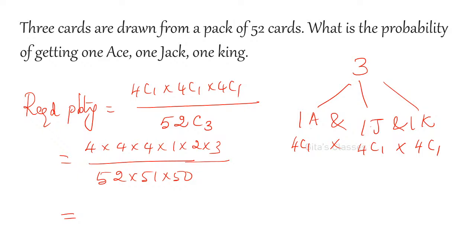52C3 is in the denominator, Dinesh. Yes, ma. 52C3 in the denominator. That is total number of possible cases. Okay. So, this is 52 into 51 into 50. So, here 1, 4 you can cancel. And remaining also you can cancel. The final answer you will be getting 16 divided by 5525.